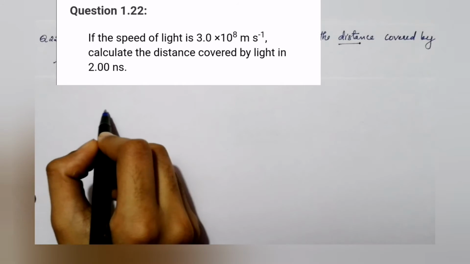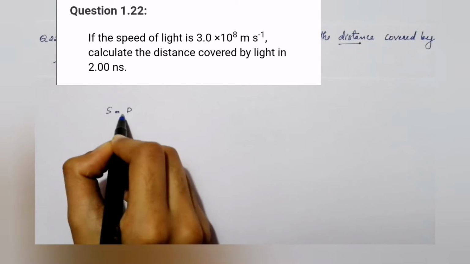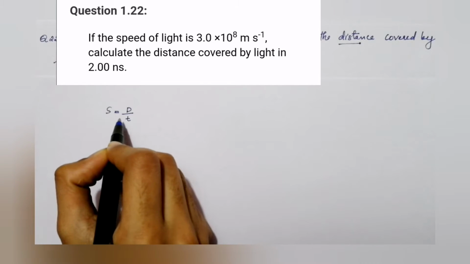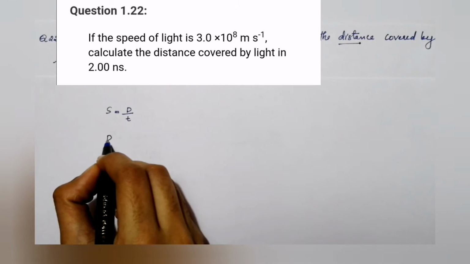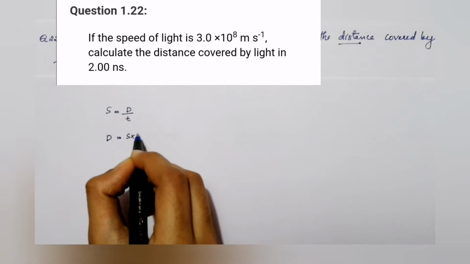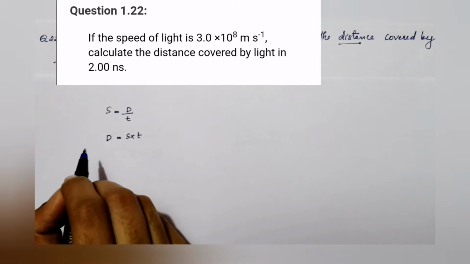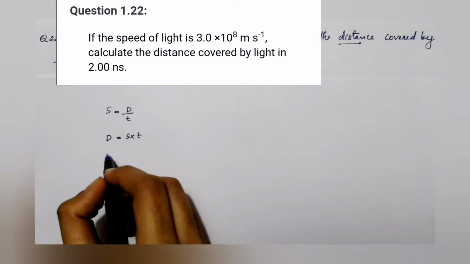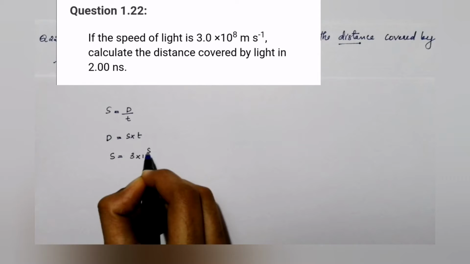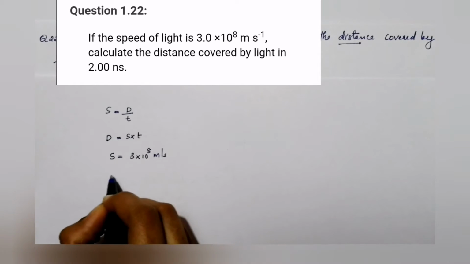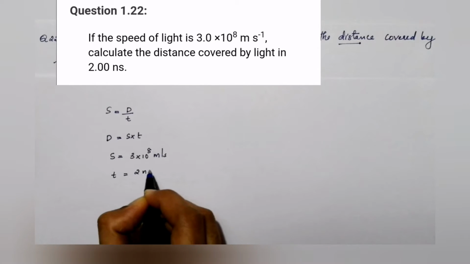We know that speed is equal to distance by time. Here in this question, we are asked to calculate the distance. So we can rewrite this equation as distance is equal to speed into time. Now, let us put the values. Here we have speed as 3 into 10 power 8 meter per second and time as 2 nanosecond.